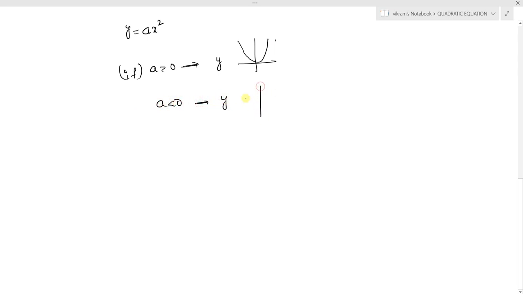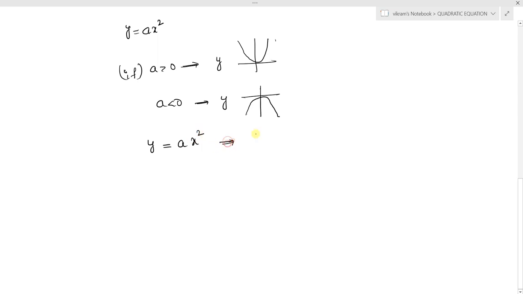So in this one we can write it as: if y equals a x square is a curve, then for the first condition, if a is greater than 0, y is an upward showing parabola. If a is less than 0, if a is negative, then we get a downward mouth opening parabola.